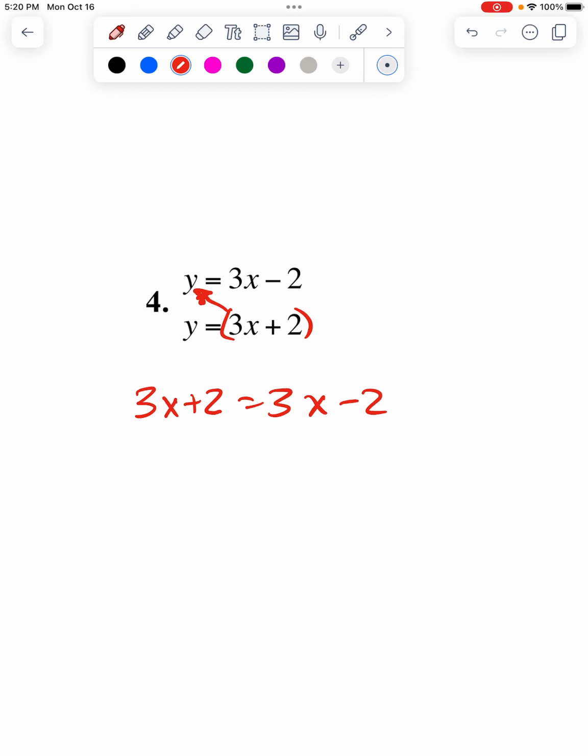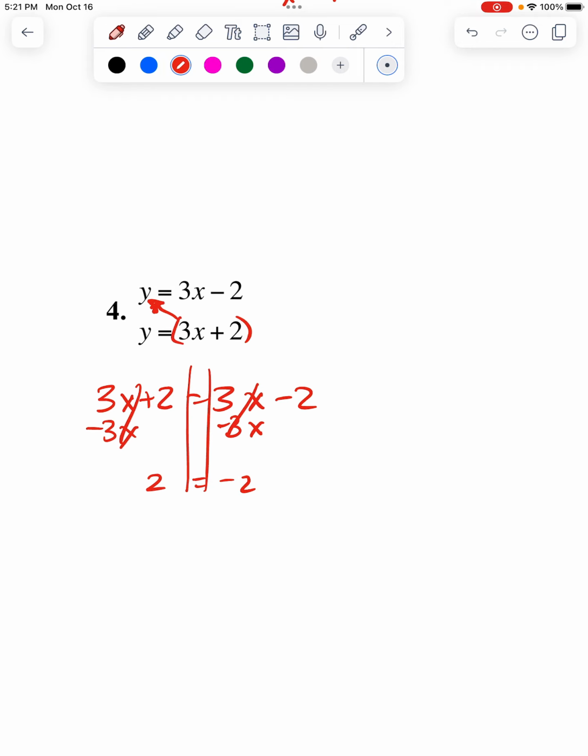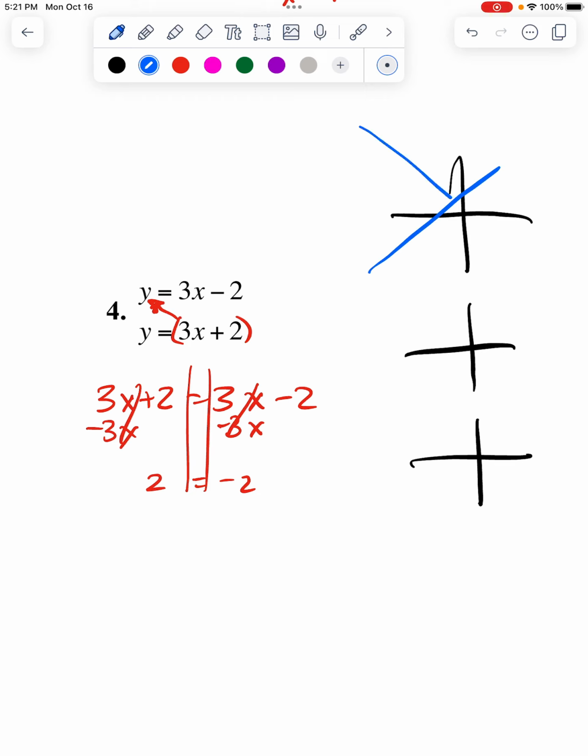So this one gets a little bit weird, because if I just started solving, I would normally move my x's all to one side, but when I do, they're gone, and I get a number statement. So let's talk about that. When we were doing graphing, there were 3 scenarios. In the first scenario, you drew a line, you drew another line, they crossed, and that was your one solution.